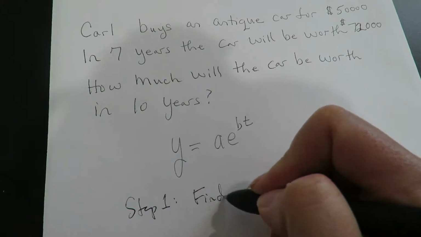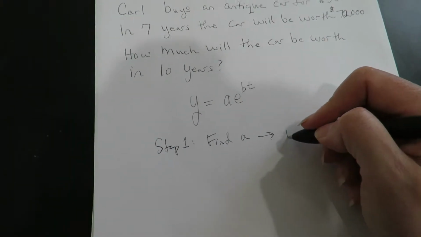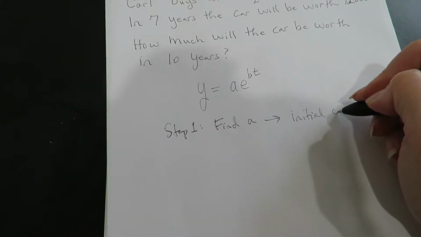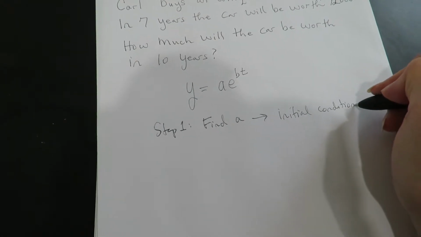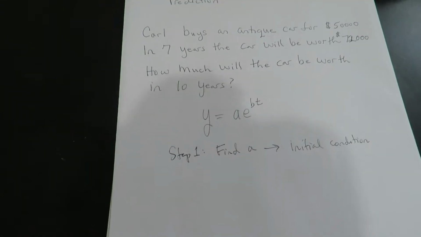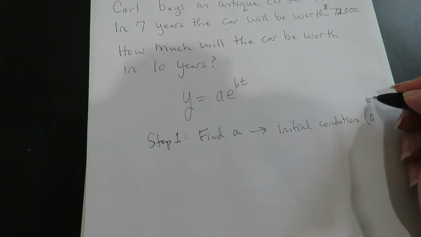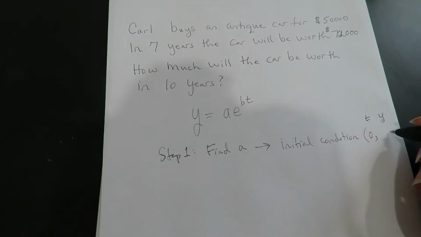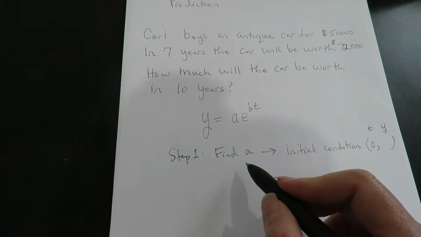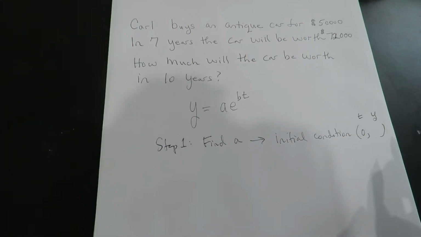to find a, and a is what we would call the initial condition. It's like if time is zero, what is the output? It's that kind of concept. That's going to end up being A. That specific y is going to end up being A.